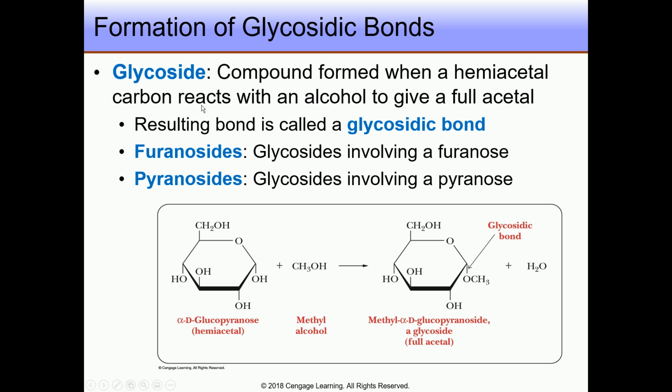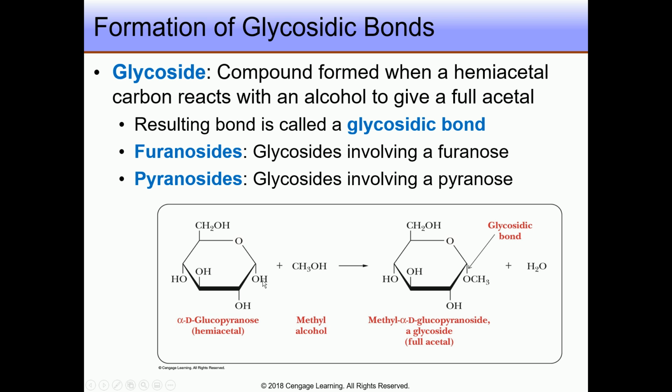Now this is your hemiacetal. So this is your alpha D glucopyranose. This is the D form of glucose and this is the alpha form. So why is it the alpha form? Because the OH group is below the plane of this ring.